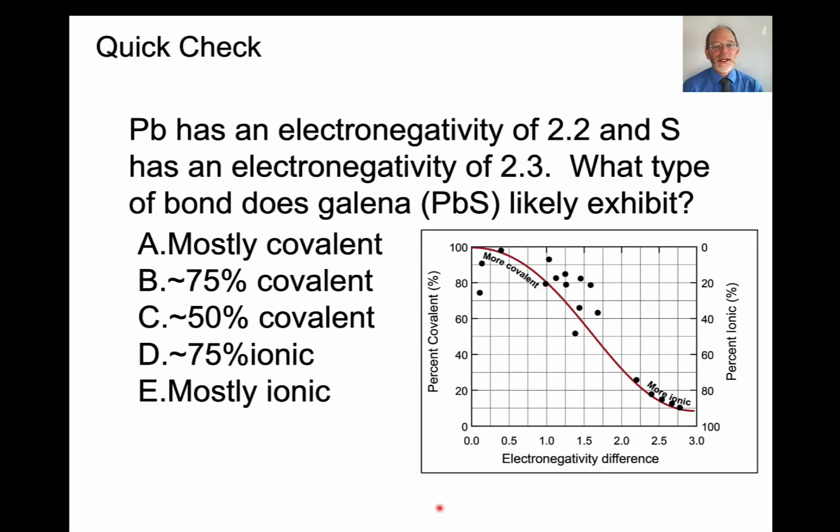So here's a test. Lead has an electronegativity of 2.2. Sulfur has an electronegativity of 2.3. What type of bond do you think galena is likely to exhibit? Mostly covalent, mostly ionic, something in between? And the answer is mostly covalent. The electronegativity difference is only 0.1. We come to 0.1, that's essentially 100% covalent.